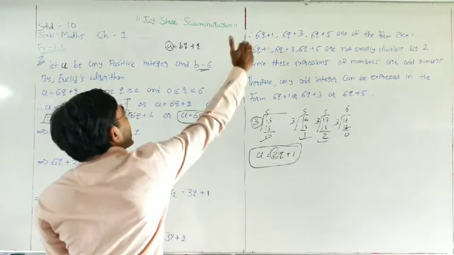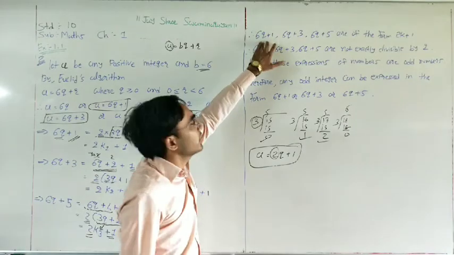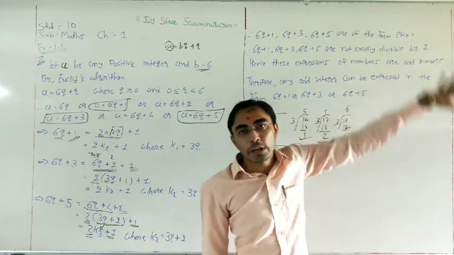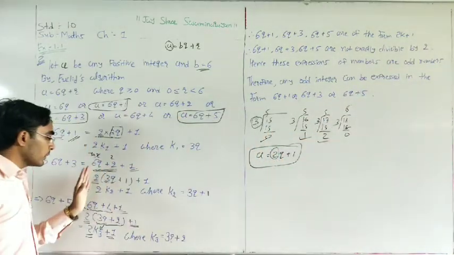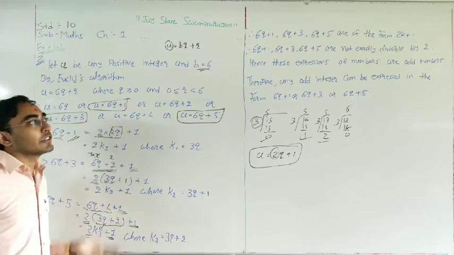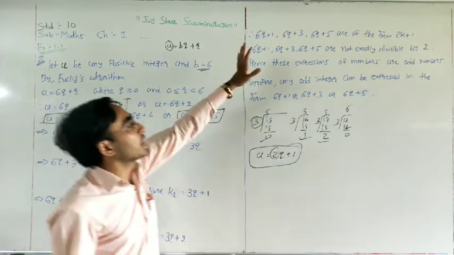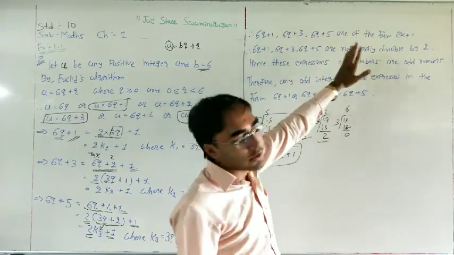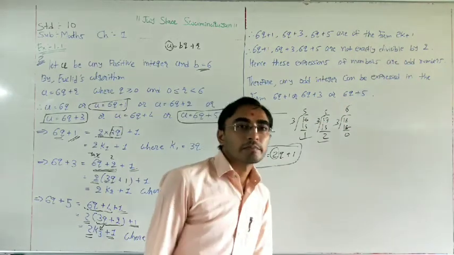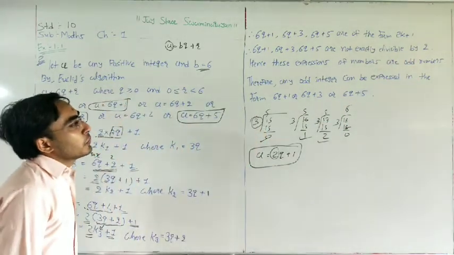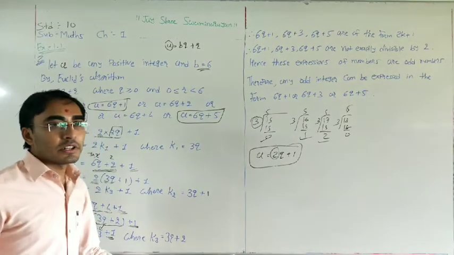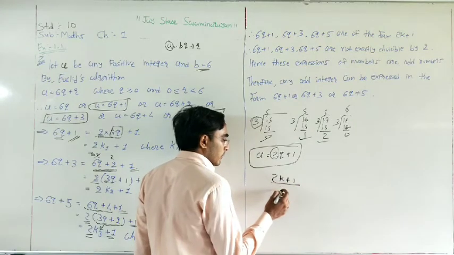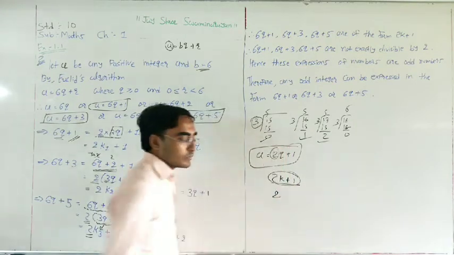So after that we can write like this: 6q plus 1, 6q plus 3, 6q plus 5 are of the form 2k plus 1. Here we have 2k1 plus 1, 2k2 plus 1, 2k3 plus 1, alternately it's a 2k plus 1. Now of the form 2k plus 1, that means we cannot divide this number with 2.